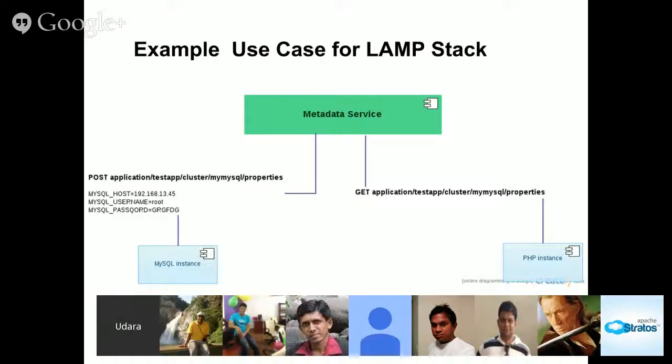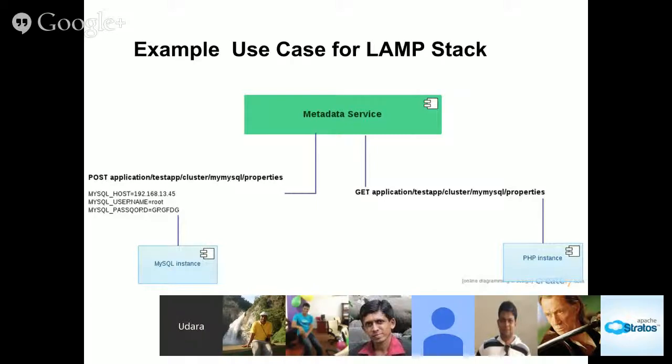There may be a situation where a PHP app needs multiple MySQL instances. In that case, those details should not be overridden. They should be concatenated, or maybe the MySQL host should have multiple IPs. Likewise, it should add to the current details.